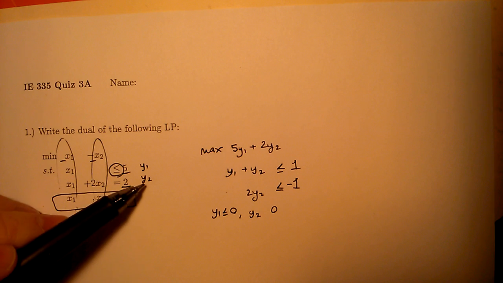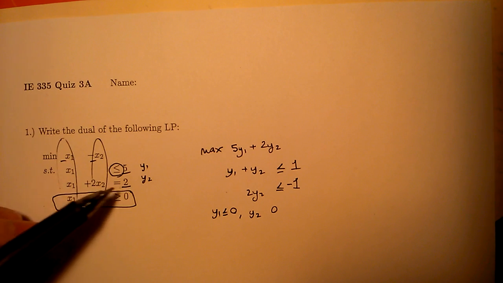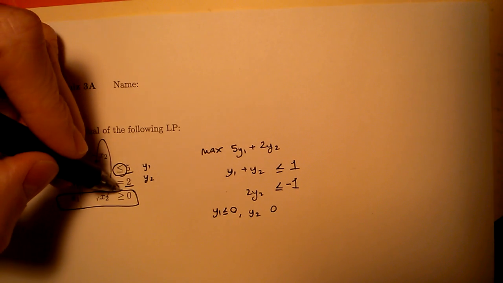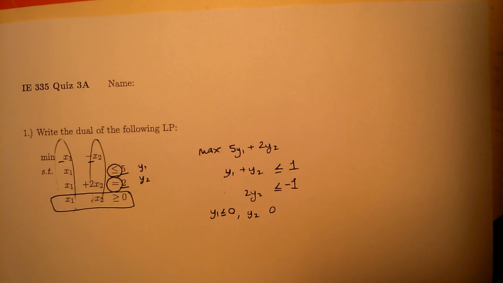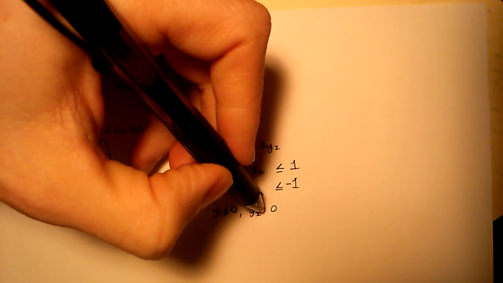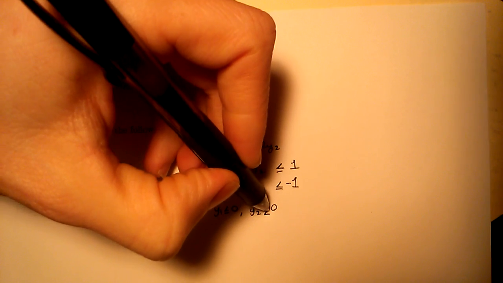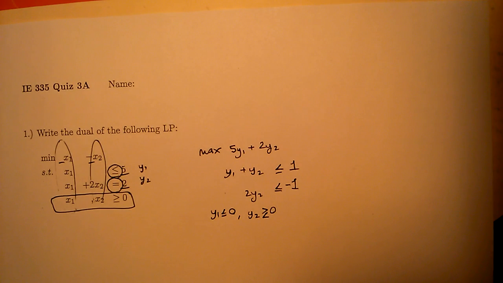The second decision variable in the dual, y2, is associated with the second constraint in the primal, which is an equal to constraint. Okay? Whether the problem is a min or a max, we said that equal to constraints are associated with unrestricted and signed decision variables. In other words, y2 could be greater than 0, equal to 0, less than 0. It's not restricted, so we write it like that. And now you're done writing out the dual.